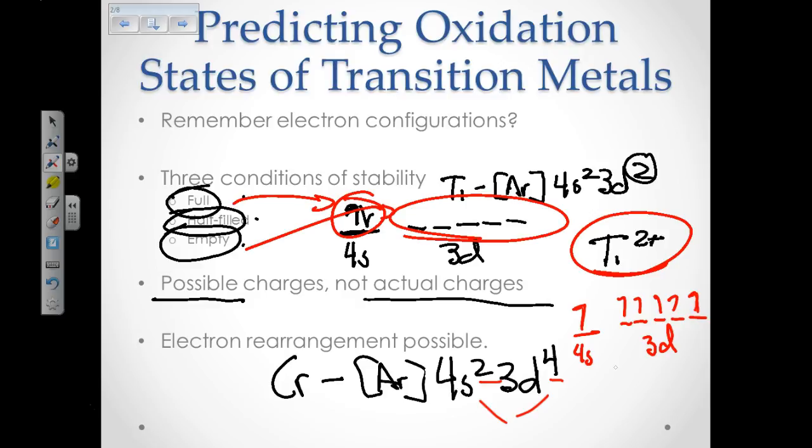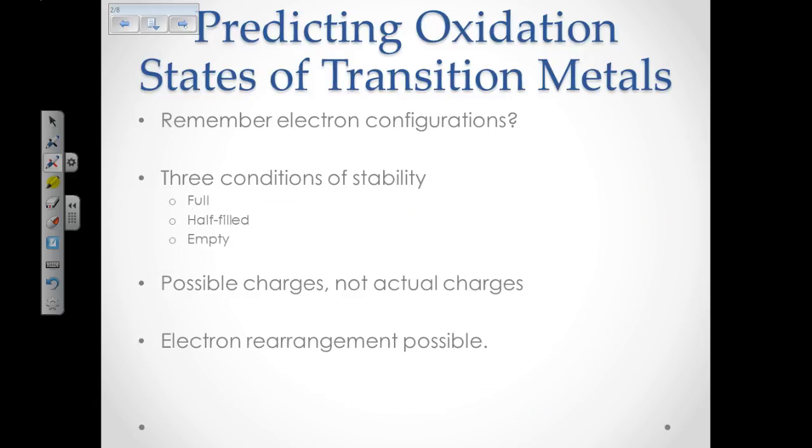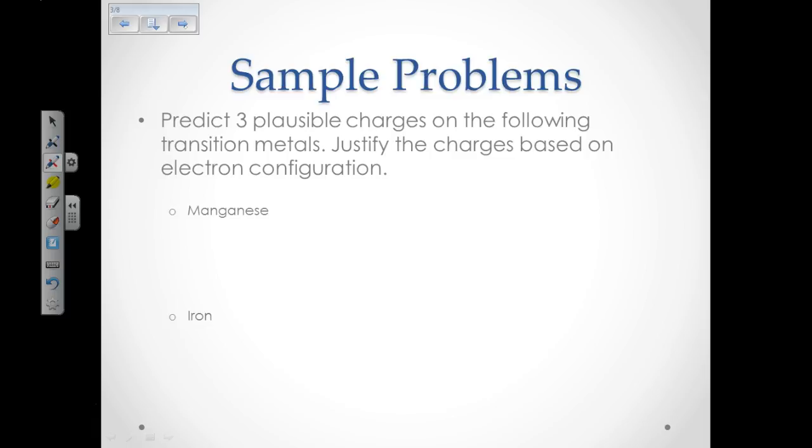So that is what we're going to do. Now we can predict plausible charges on elements based on their electron configuration. I have a sample problem here where I ask to predict, and remember, this system just predicts the charges.